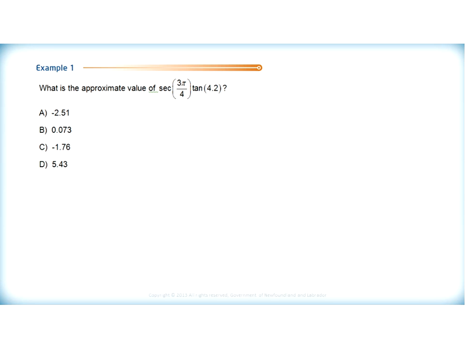Now, here's an example. It might be a good idea again to pause the recording and try this one before I actually do it. We're looking for the approximate value of the secant of 3 pi over 4 times the tan of 4.2. Now this one does have a special value and a non-special value. This is a special one, so we should be able to figure out what that is as a special value. Then we've got to multiply by this non-special angle.